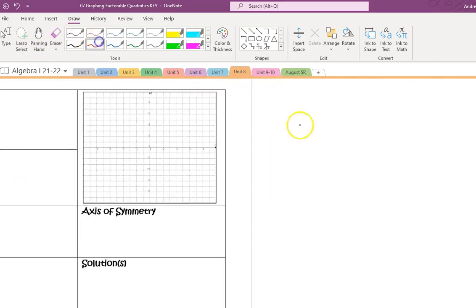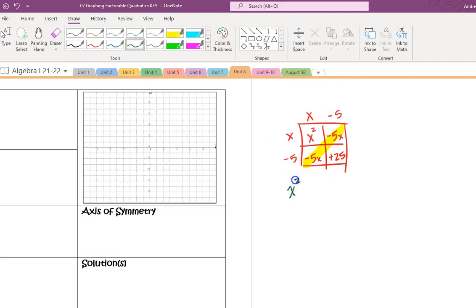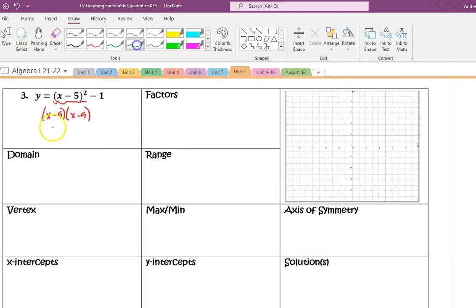So I'm going to bump over here. Here's my 2 by 2 box. Here's x minus 5, x minus 5. So this is x squared, minus 5x, minus 5x, and this would be a positive 25. These guys are the same, so this becomes x squared minus 10x plus 25. This minus 1 just drops down, and so here we go.